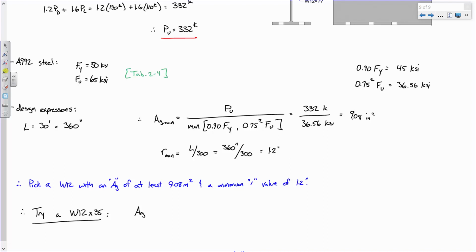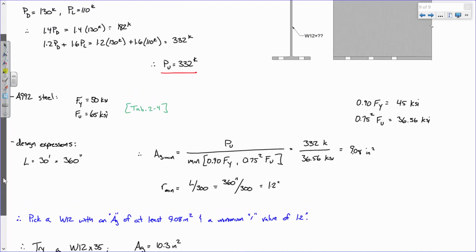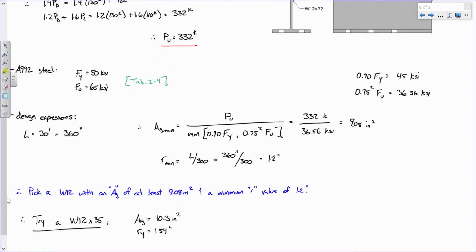So you pick that. Why? Because it has a gross area of 10.3 and an RY of what? 1.54? Yep. Now, don't change that dial. If we're going to analyze this section, do we need any other properties?